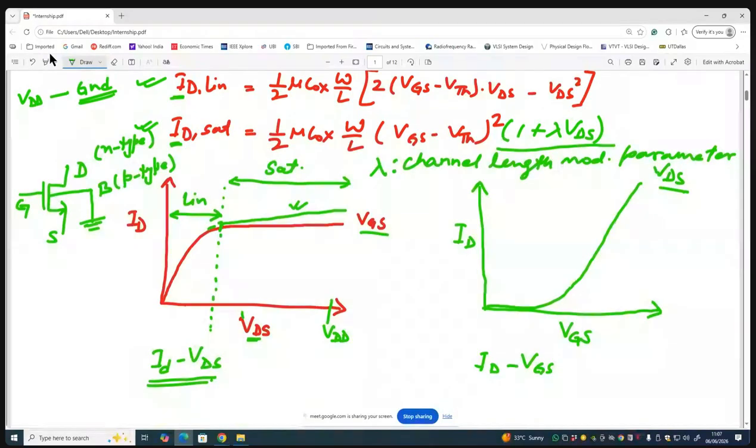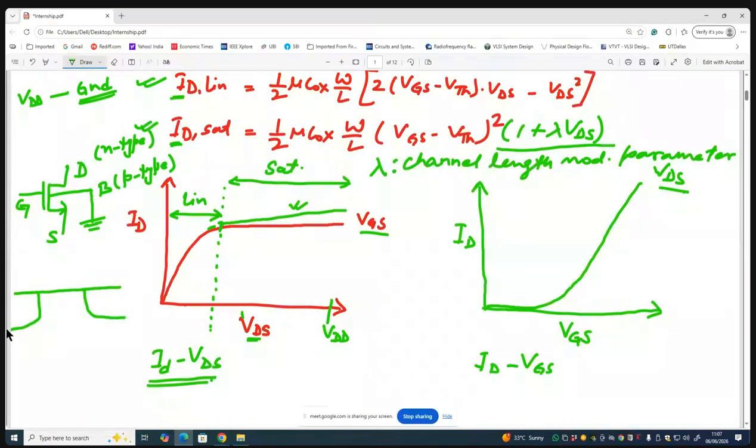Now you have learned the diode, no? So the same diode, this is a PN junction. So what happens to the depletion width of a diode when you increase the reverse bias voltage? The depletion width increases. See, you are not able to recall.